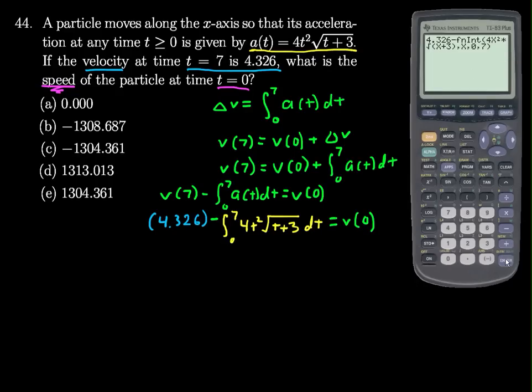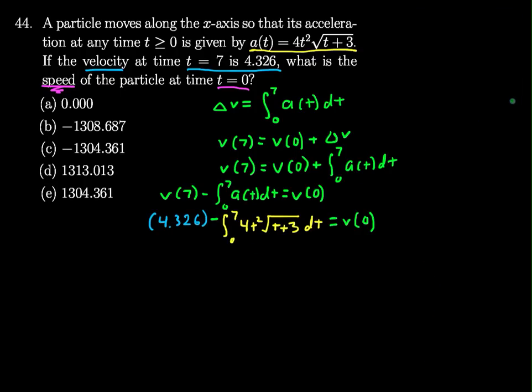All right, and press enter, and by a little calculator magic, I get negative 1,304.361. So we look and say, hey, so negative, let me go back to this. So I'm getting that v of 0 is approximately negative 1304.361. Like, hey, that's not right.